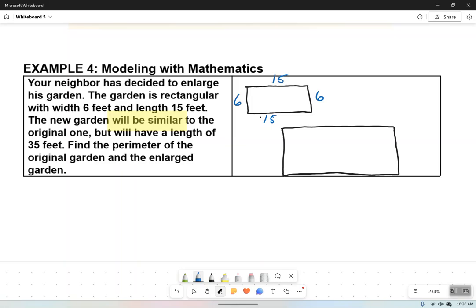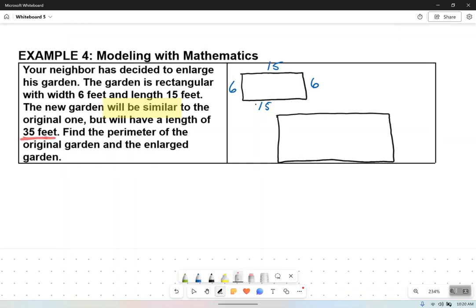Now, it says they have to be similar, so same shape, but different sizes. It said in the bigger garden, we're going to have a new length of how many feet? 35. Did they tell you what the width is going to be at all, kids? So we don't know what this width is right here. We wanted to find a perimeter of the original garden and the enlarged one. Well, any way to find x right there, kids? What can I set up here? Tell me what to set up to solve for x.